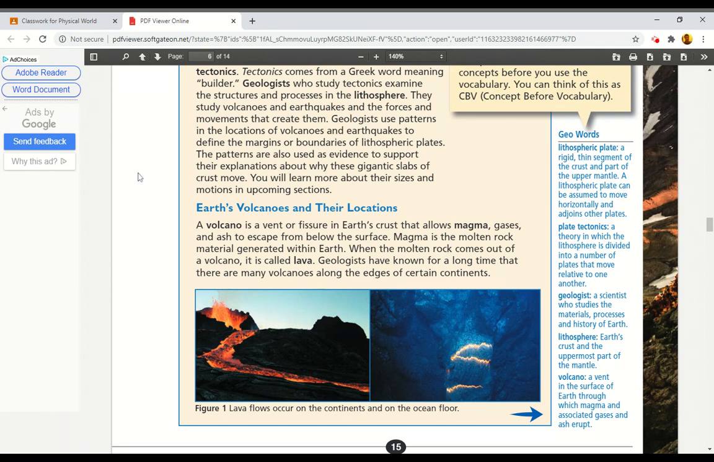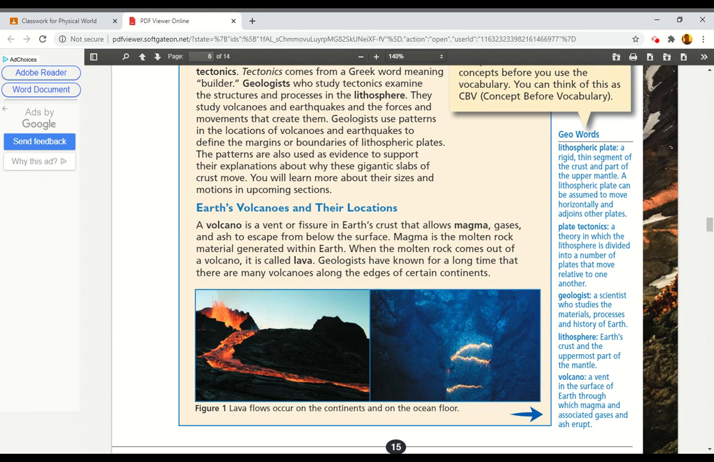Geologists use patterns in the locations of volcanoes and earthquakes to define the margins or boundaries of lithospheric plates. The patterns are also used as evidence to support their explanations about why these gigantic slabs of crust move. You will learn more about their sizes and motions in upcoming sections.